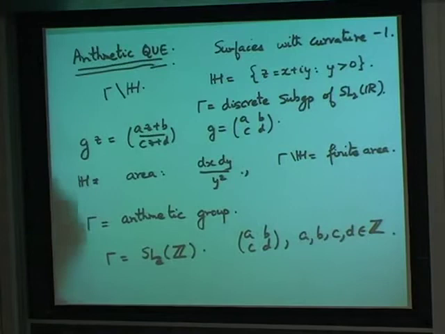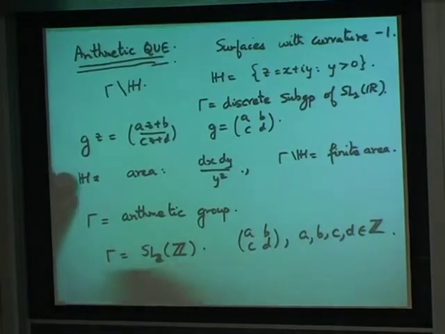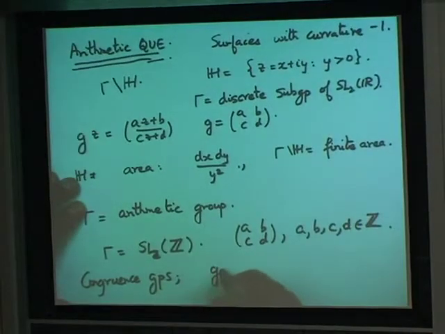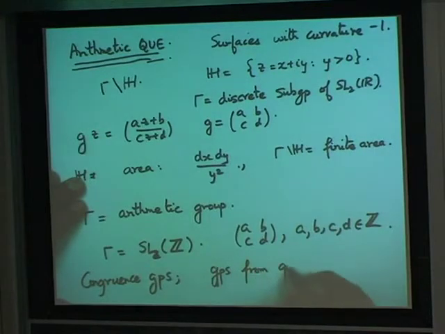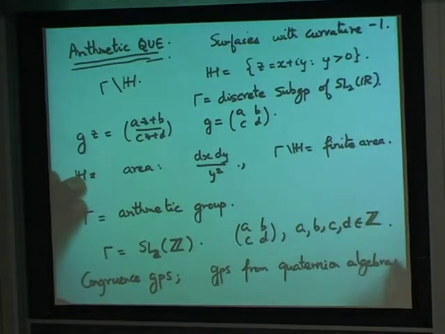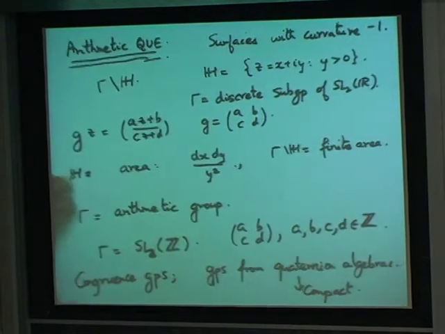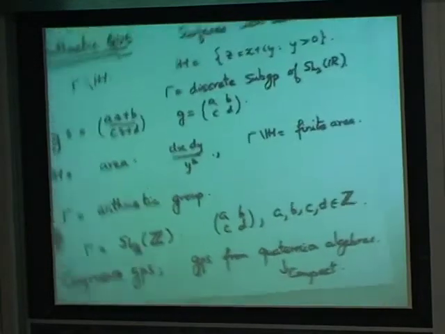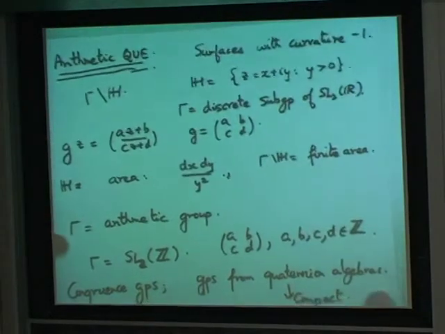So Manfred will talk about, so this is a situation where H mod gamma is of finite area, but it's not compact. We'll draw the fundamental domain for it in a minute. But there are also other cases, so there are also congruence groups. And then there are also groups coming from quaternion algebras, and in this case, the quotient is actually compact. And this is what I think Manfred will mostly concentrate on. So at any rate, I will stick to SL2Z and he may tell you more about this.